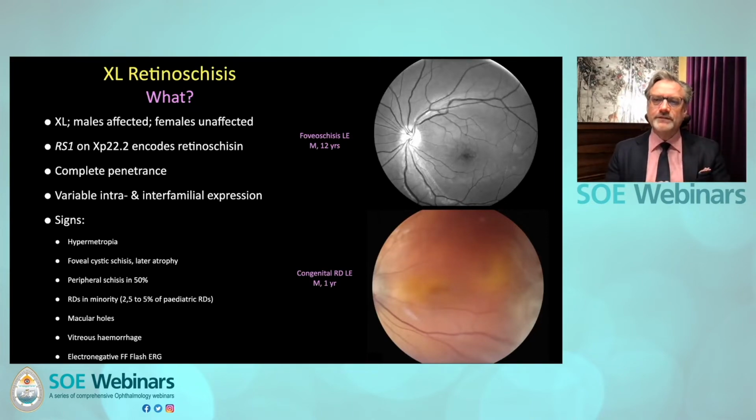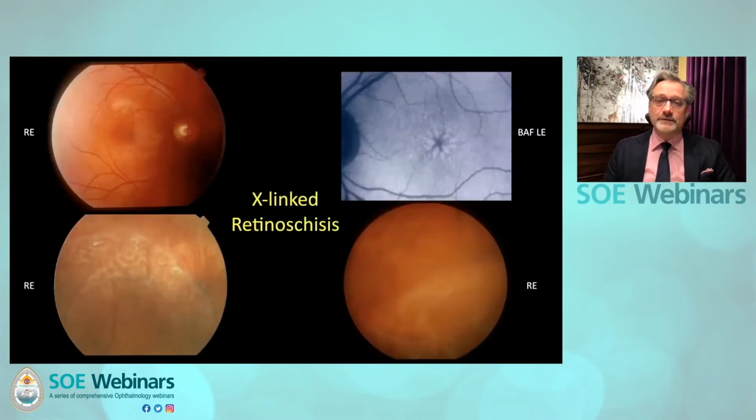So what's X-linked RS? It's a condition that basically affects men due to a mutation in the X-linked gene RS1, and RS1 encodes retinoschisin, retinal glue that keeps together all the individual layers. They present with loss of central vision. All of them have some sort of central retinal abnormality. Some, 50%, have retinoschisis in the periphery, as you can see, and some are born with a retinal detachment.